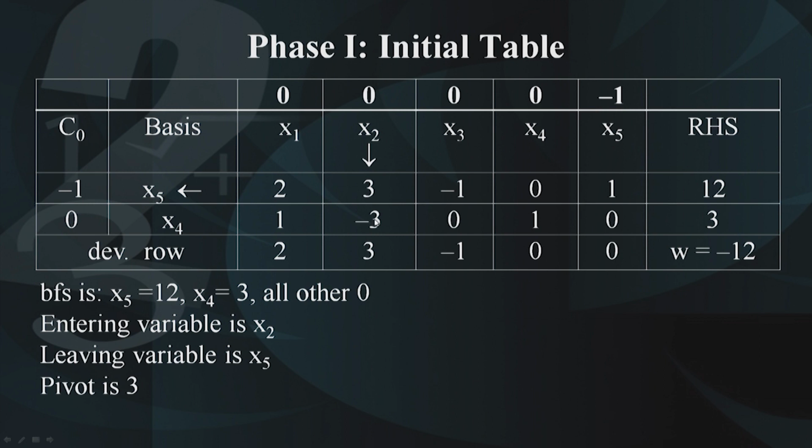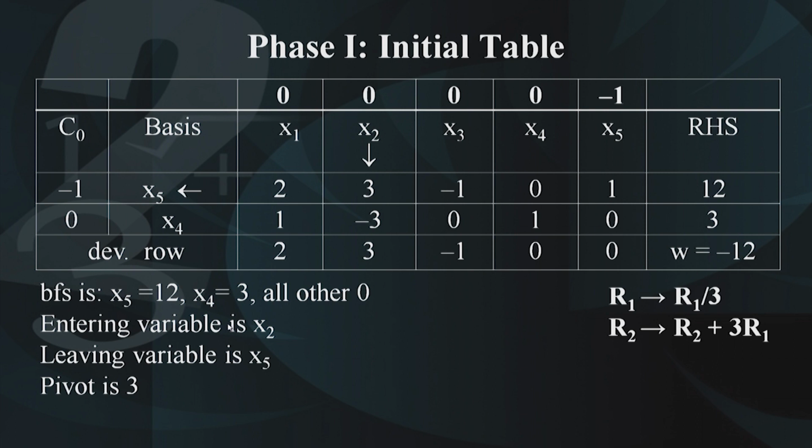So, we have to apply the elementary row operations in such a way that the column (3, -3) becomes (1, 0). So, what should we do? First of all, we will divide the first row by 3. So, R1 has to be replaced by R1 by 3, and the second elementary row operation is R2 has to be replaced by R2 plus 3 R1.